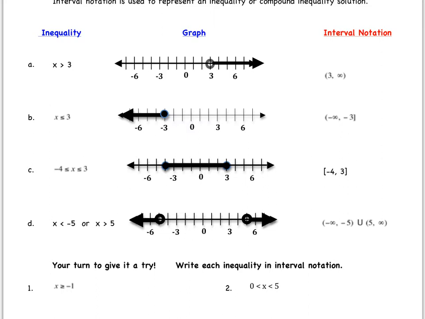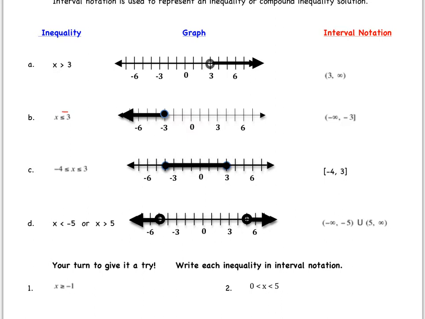Here we have x is greater than 3, so I have an open circle at 3 and I shade greater than. Here I have x is less than or equal to, it should be negative 3, so add a little negative in there. Negative 3. So I have a closed circle at negative 3 and I shade lower than.